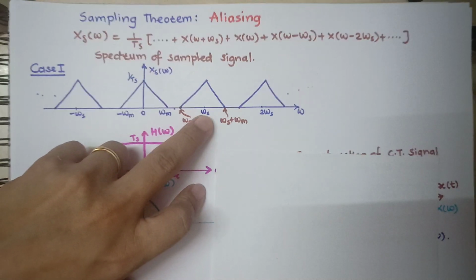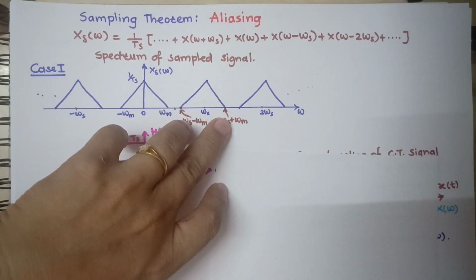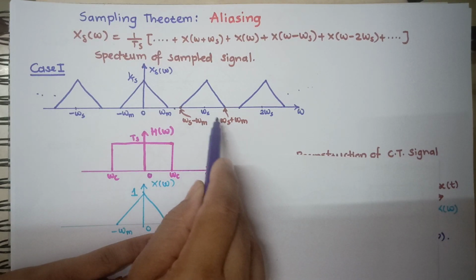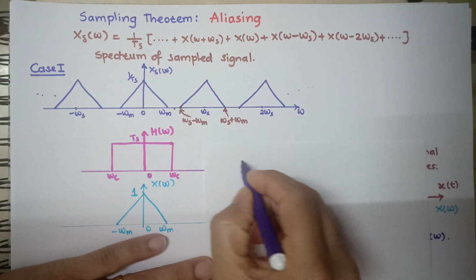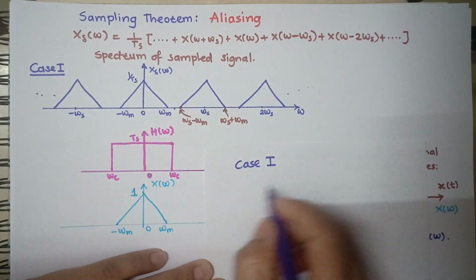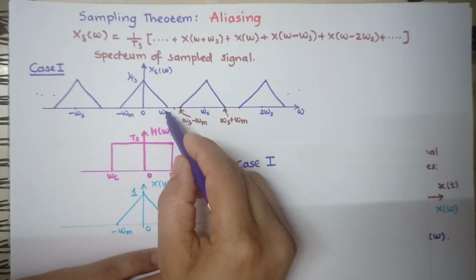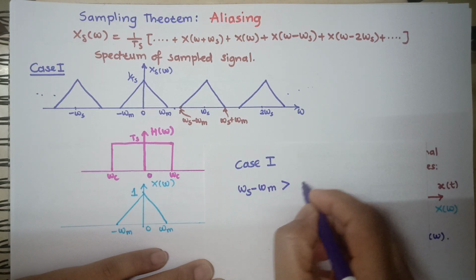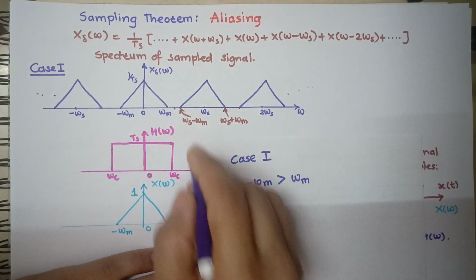Drawn these points like this, omega s. So the width is the same, minus omega m to omega m. So this width is also twice omega max. So this point is omega s minus omega m, and this point is omega s plus omega m. So in case 1, the signal can be exactly recovered when this point omega s minus omega m is greater than this value: omega s minus omega m is greater than omega m. So this inference we drew just by observing these 2 points.